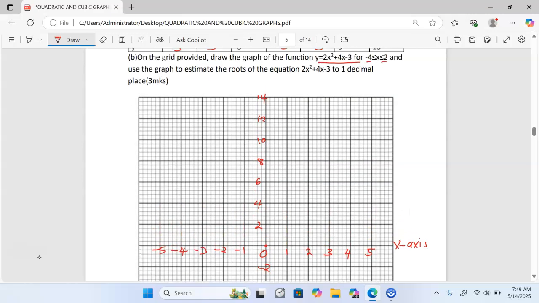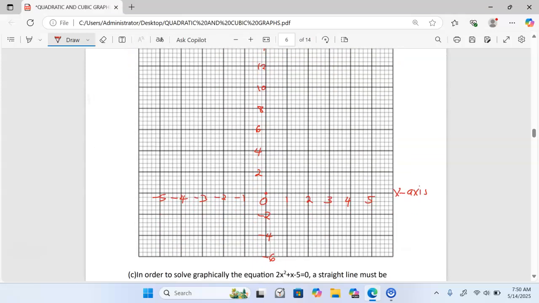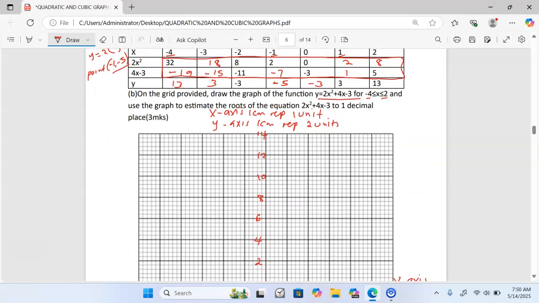So we have used a scale of, on the x-axis, one box is 1 centimeter, which represents 1 unit, and on the y-axis 1 centimeter here represents 2 units. It is usually very important that you quote your scale there. So now we can go and start plotting.